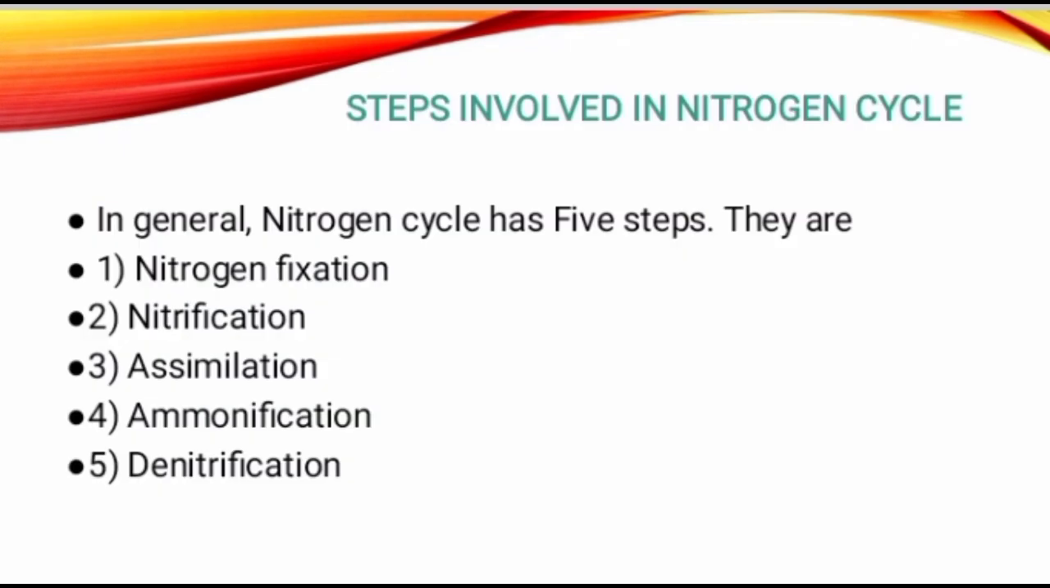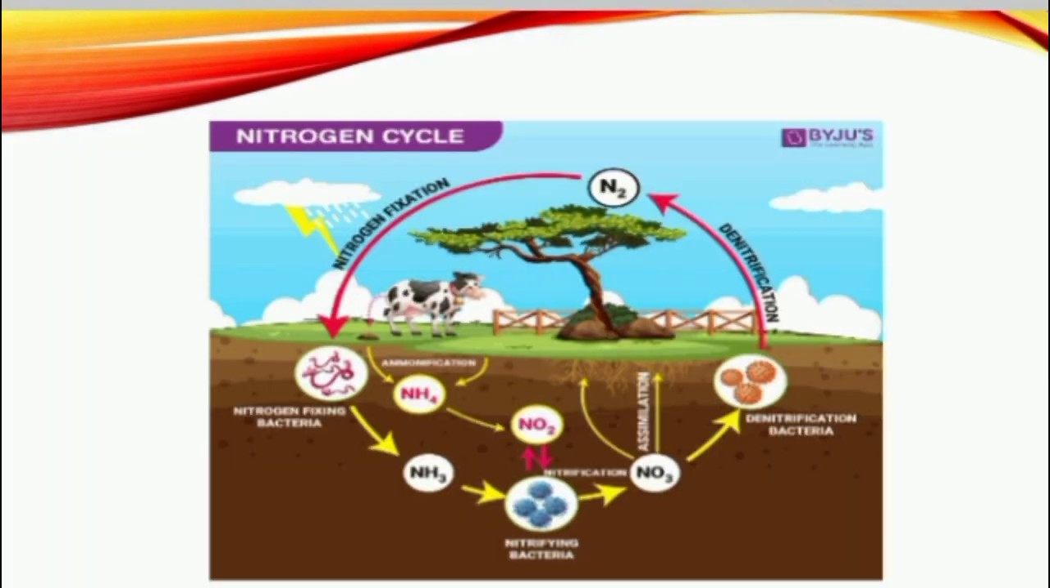What are the steps involved in the nitrogen cycle? There are 5 steps: nitrogen fixation, nitrification, assimilation, ammonification, denitrification. This is the diagram of the nitrogen cycle. First one is nitrogen fixation.